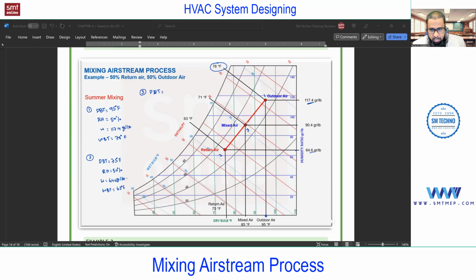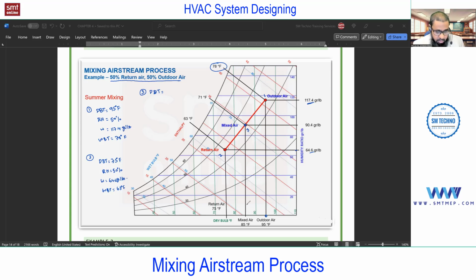And how did I get this point? Because you see in this example, we are considering 50-50%. So this is the midpoint of this line. If I consider, say, 70% return air and 30% fresh air, then I can mark somewhere here. Like a 70-30 ratio. But in this case, 50% means as per the percentage, you can find this point. Getting my point? Yes.